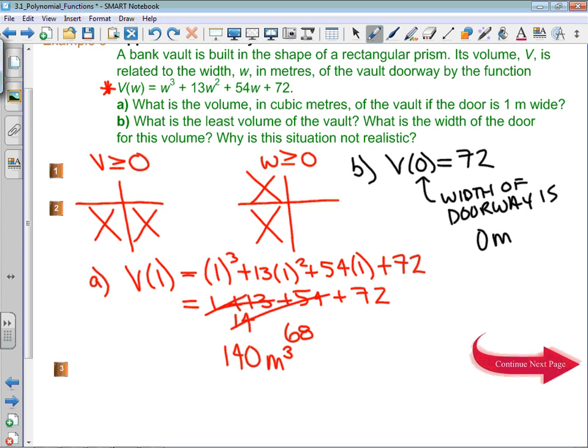So that is a very, very unrealistic answer. Really what we're seeing here is that the bigger the vault door is, the bigger the volume of that vault would be as well. Sometimes when we look at real situations, we can get answers that are technically valid. We could make a 72 cubic meter metal cube, but we would never be able to get in and out of it because it no longer has a doorway. So sometimes when we model things with a mathematical equation, it doesn't quite work out perfectly in reality.